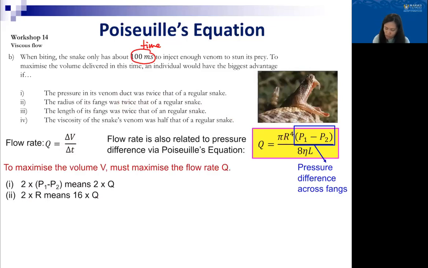notice how the radius is raised to the power of 4. So double the radius to 2R, but you have to raise the radius to the power of 4. That means 16 times R to the power of 4. Good. So double the radius, because of this exponent of 4, the flow rate will increase by 16 times.